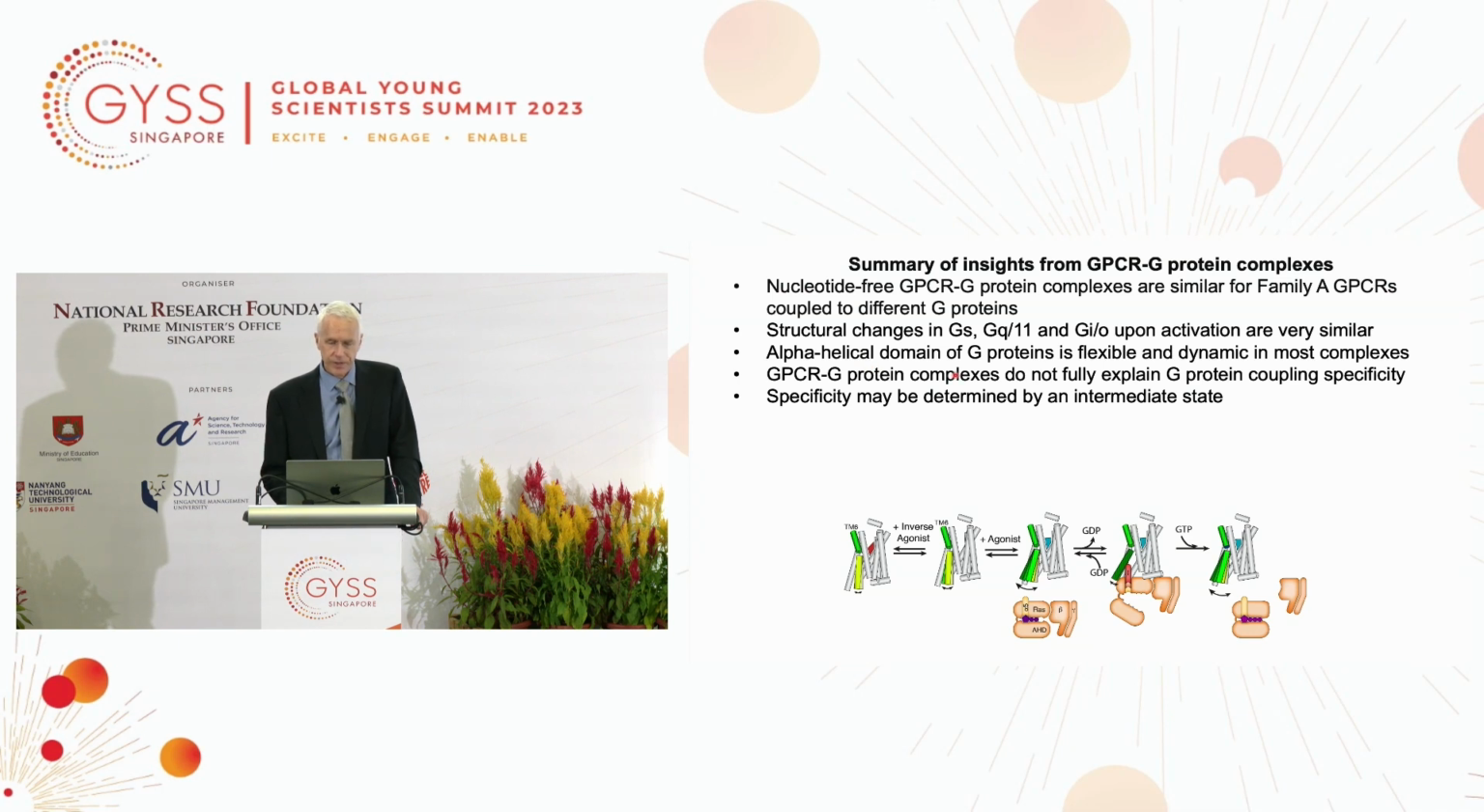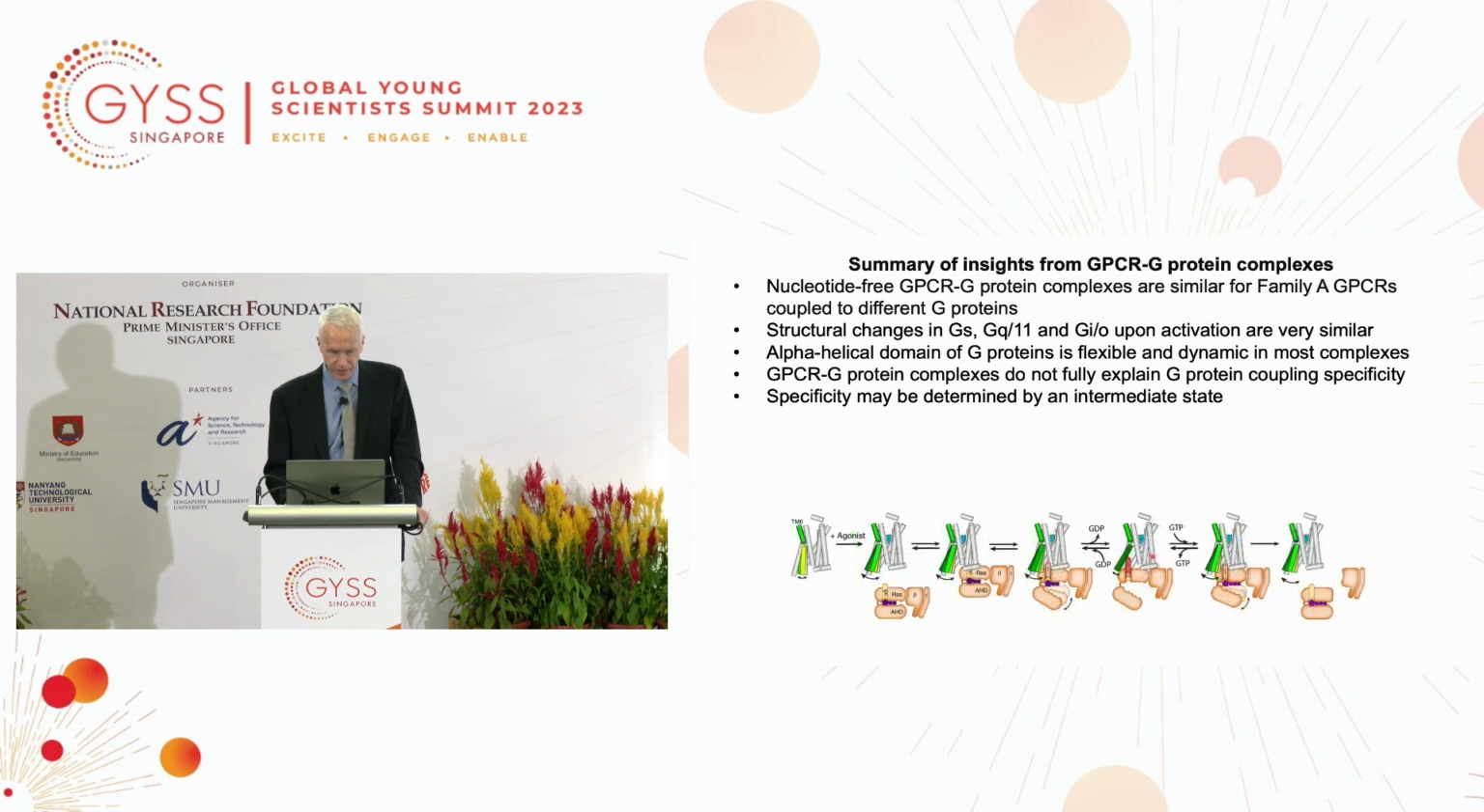And one thing that was quite disappointing is that the receptor G protein complexes that we obtained did not fully explain why a particular receptor will prefer a particular G protein. And we still don't really understand this. What we do believe, though, is specificity is probably determined by some sort of intermediate state. And we have evidence that between the binding of an agonist and the coupling of a G protein, there are probably at least one, if not more, transient intermediate states, which are probably critical for determination of the specificity.